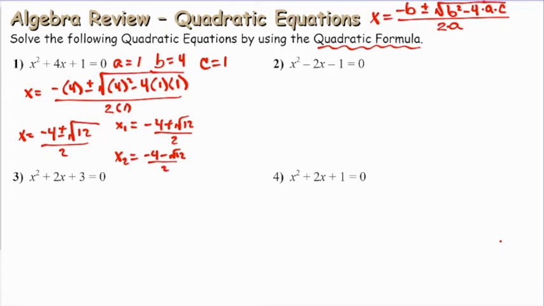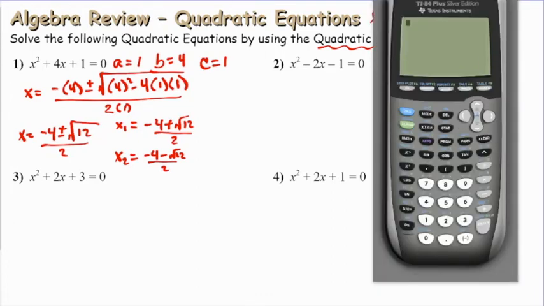Now I'll use my calculator to plug this in to get the decimal value. So -4 plus the square root of 12. And I hit enter. And now I want to divide that by 2. And I get -0.27.